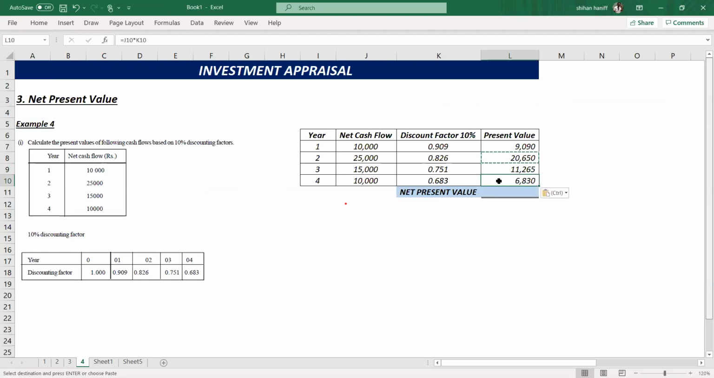10,000 means it's only 6,830. This is how you get the present value, and the total of this is the total present value. And if you have an investment, the investment will be considered. Right? So here there is no investment, it's only present value given and it's 47,835.